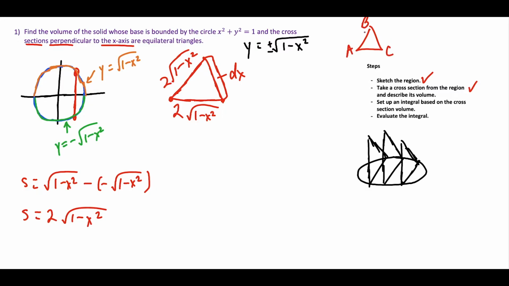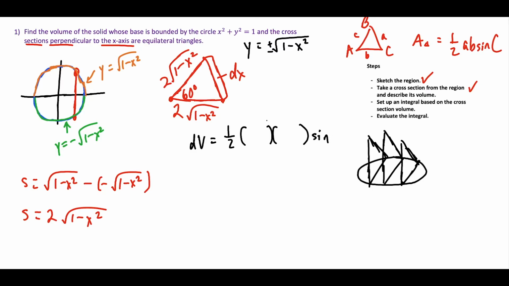triangle ABC, where this is lowercase a, lowercase b, lowercase c, the area of the triangle is 1/2 ab sine of angle C. So when we have two sides and the angle between them, we could find the area using that. And since this is an equilateral triangle, all the angles are 60 degrees. So the volume of one slice, which, let's change colors here so that it doesn't collide with all of our work. The volume of one slice is 1/2 a times b times sine of the angle. So let's think about each side is 2 radical 1 minus x squared.